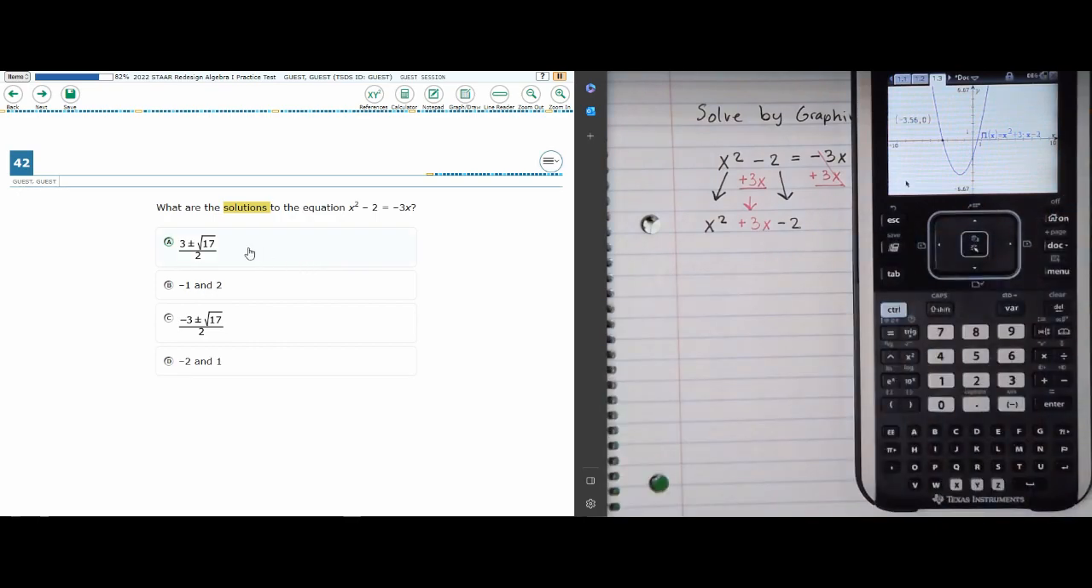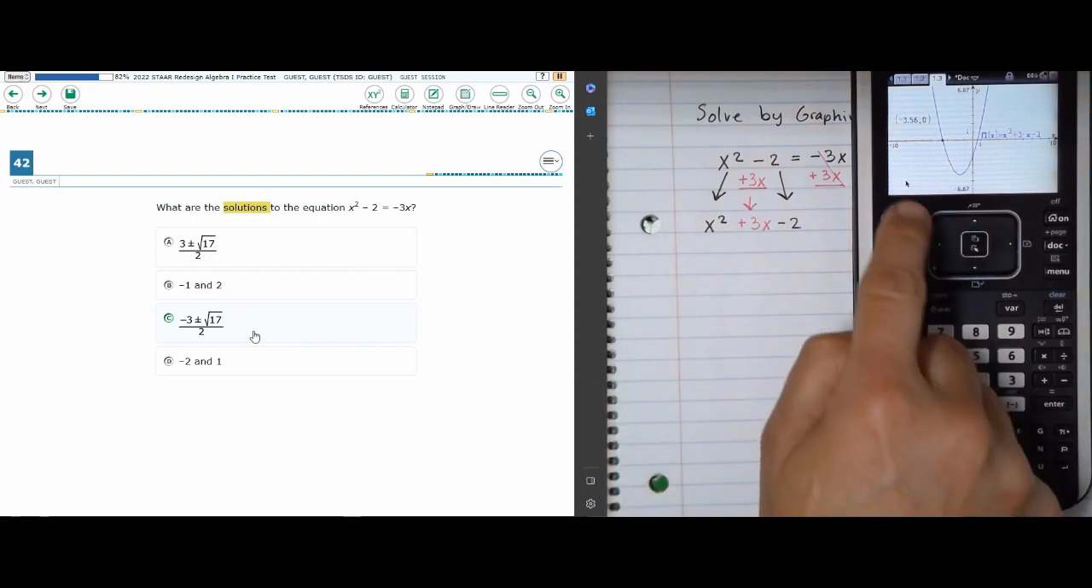So if you notice, look at two of these answer choices. They have a radical in them. Do you see that? There's 3 plus or minus square root of 17 over 2, negative 3 plus or minus square root of 17 over 2. So when we see these two types of answers, those are exact answers because they're written as a radical.